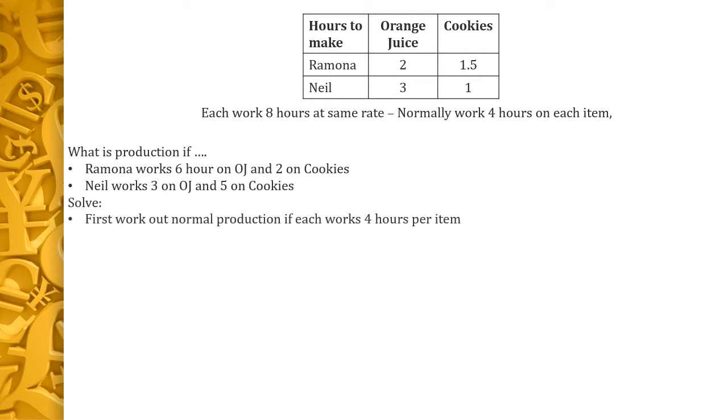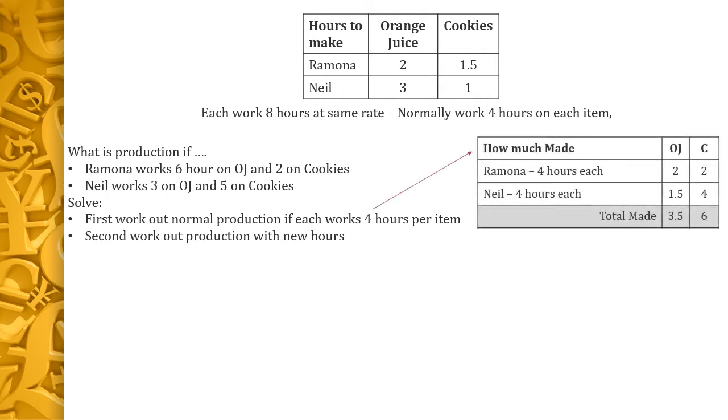Well, first of all, we have to figure out what the normal production of each is if they're working 4 hours per. And then we need to figure out the production of the new hours. So let's first look at basically a chart of how much they made with their normal hours. So this first one, it says 2 right here.